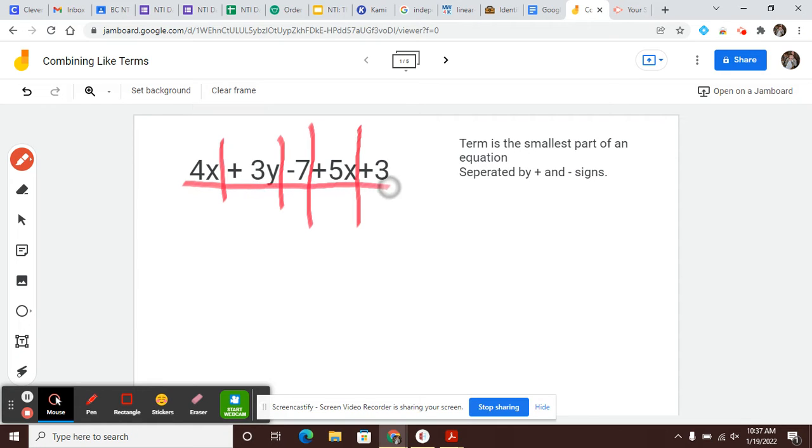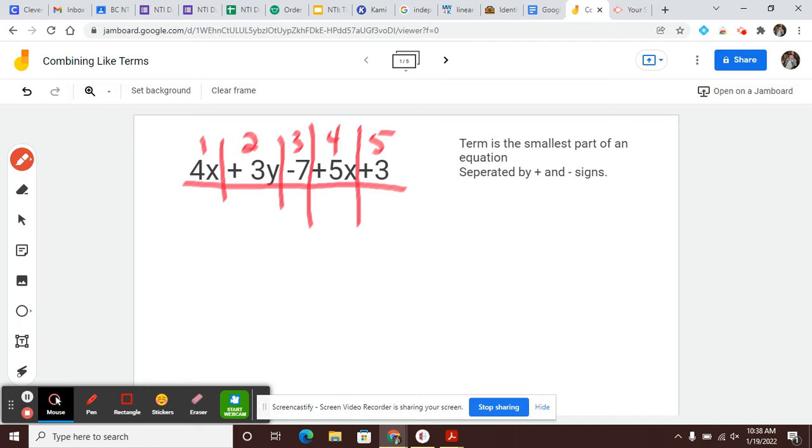So when I figure out how many terms there are, this is 1, 2, 3, 4, 5 terms. Again, a term is the smallest part of an equation separated by a plus or minus sign. Because I've got that 4x, that's one term. I've got my 3y, that's another term. -7, even though we would usually say add a -7, is another term. Positive 5x is another term, and 3 is another term that we have in there.